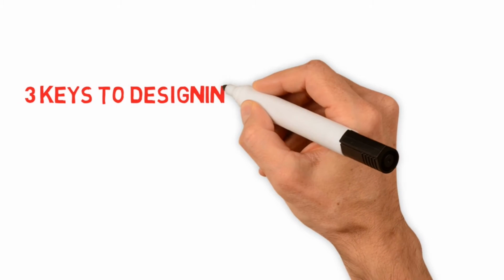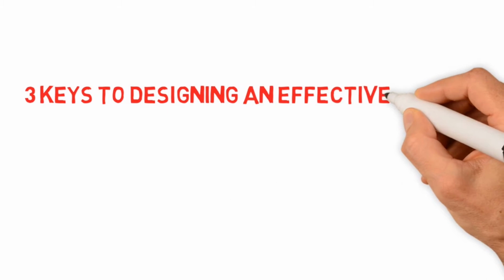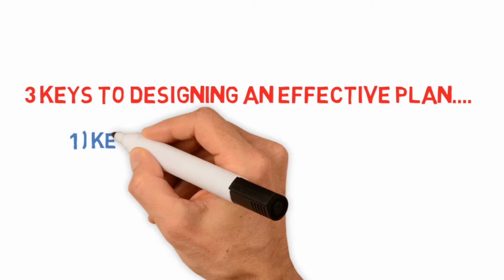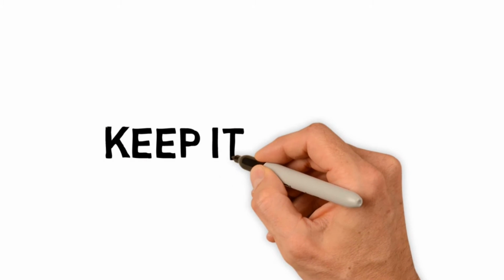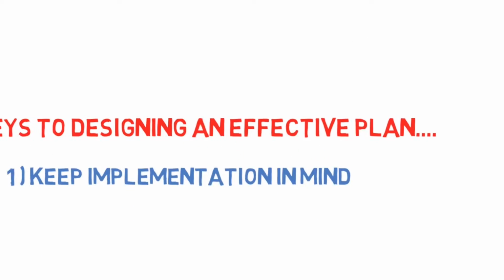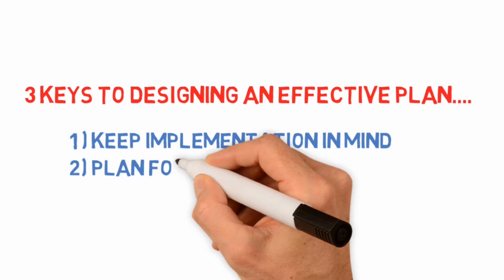There are 3 keys to designing an effective plan. The first is to keep the implementation in mind as part of the planning process. A plan that isn't actionable is not a good plan. What makes a plan actionable is to keep it specific and as simple as possible. The second 2 keys will help to keep implementation at the forefront as you design your plan.